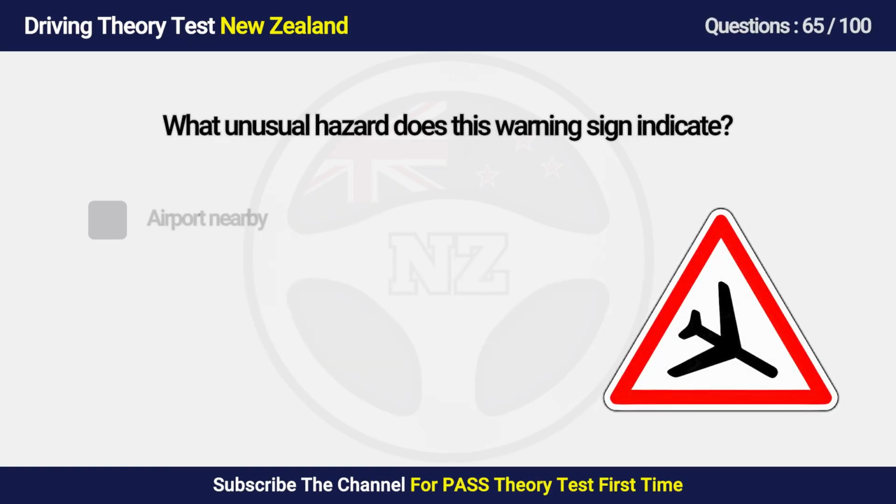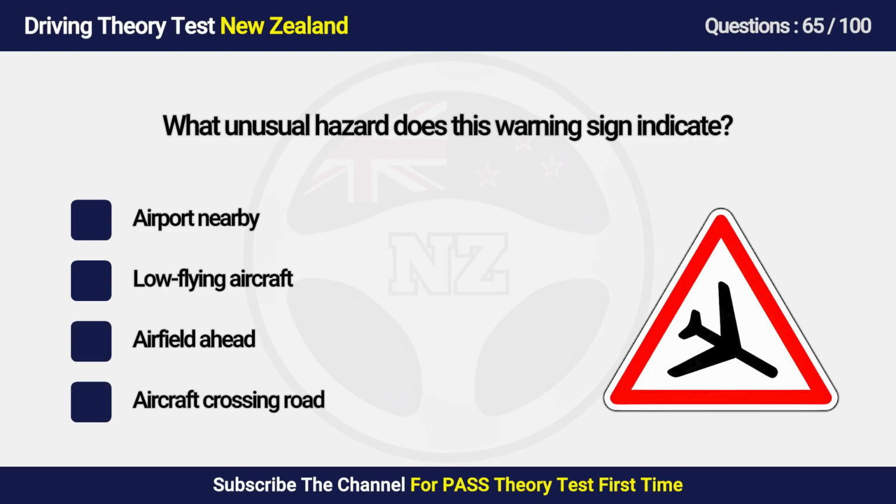Question 65. What unusual hazard does this warning sign indicate? A. Airport nearby, B. Low-flying aircraft, C. Airfield ahead, D. Aircraft crossing road.